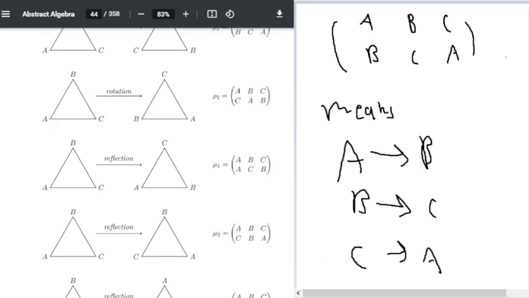Next, we have A sent to C, B sent to A, C sent to B, which is just a rotation in the other direction. A is sent from the lower left to the lower right, B is sent from the top to the lower left, and C is sent from the lower right to the top.